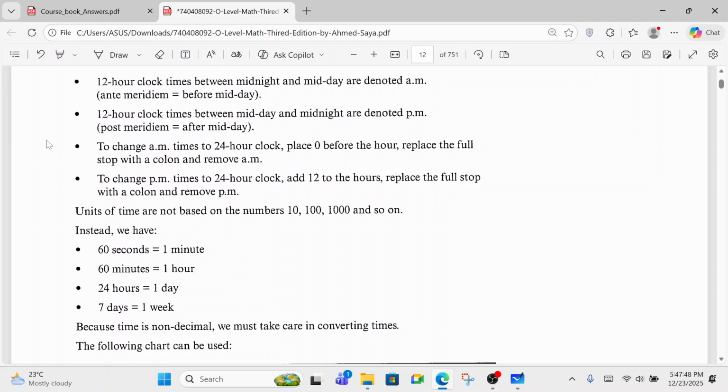Units of time are not based on the numbers 10, 100, 1000, and so on. Instead, we have 60 seconds equals 1 minute, 60 minutes equals 1 hour, 24 hours equals 1 day, 7 days equals 1 week. Okay, pretty basic stuff.